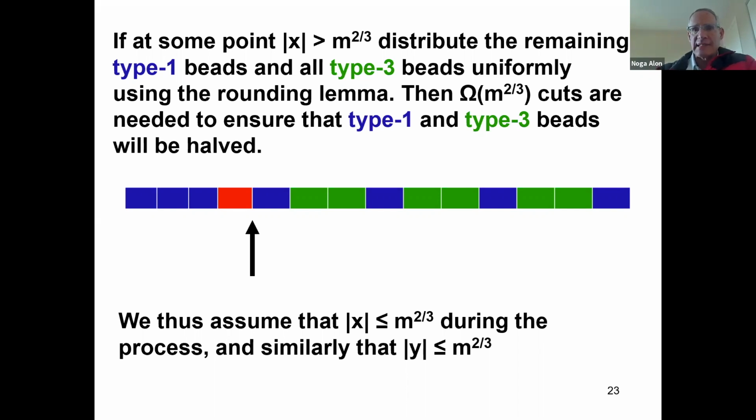Okay. So this tells us that we are not allowed to have a big difference between the number of beads of each type that the two agents get during the process. We have to always maintain it more or less balanced between the two.